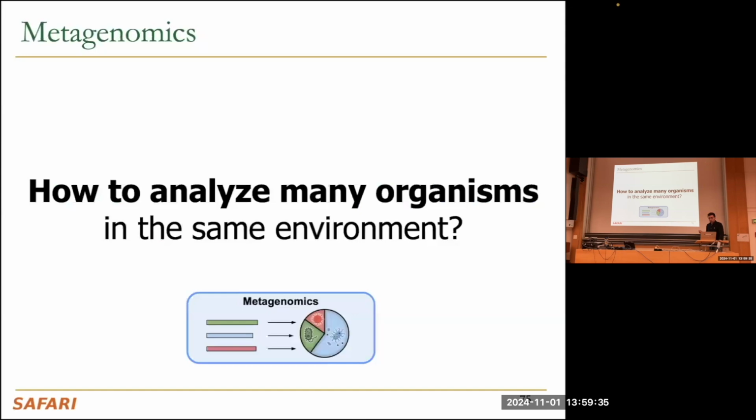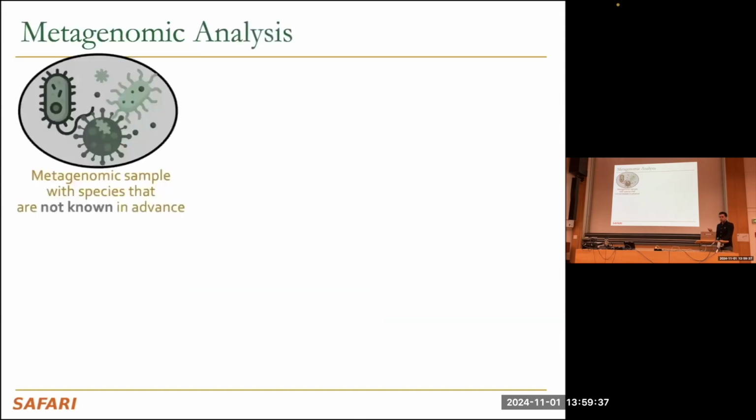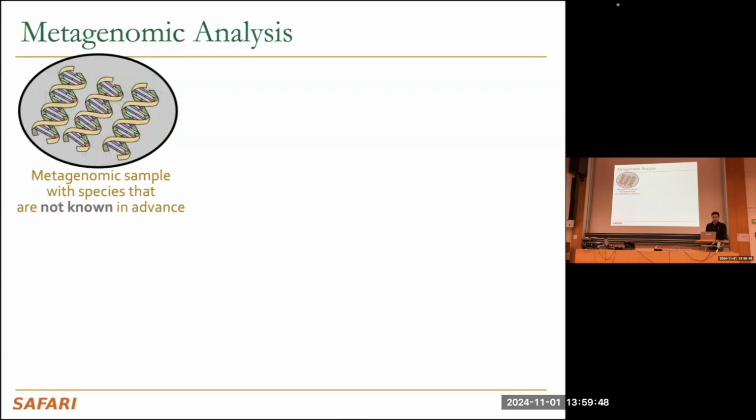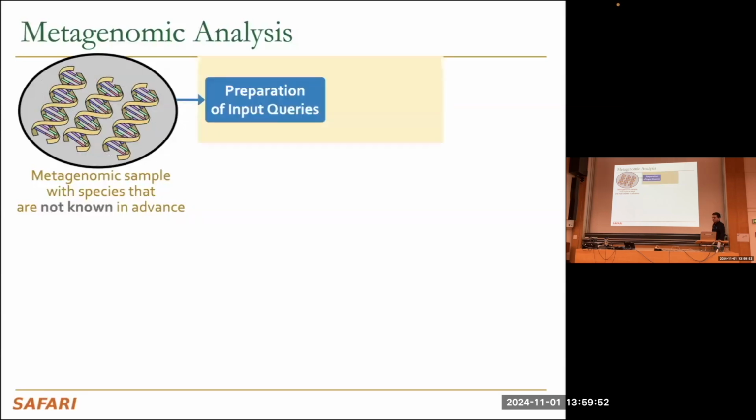So this is called metagenomics. The goal of metagenomics is to identify the organisms that you have in your sample, which are unknown initially. So these are a bunch of DNA that you don't know where they are coming from. And there are many steps to perform genome analysis.